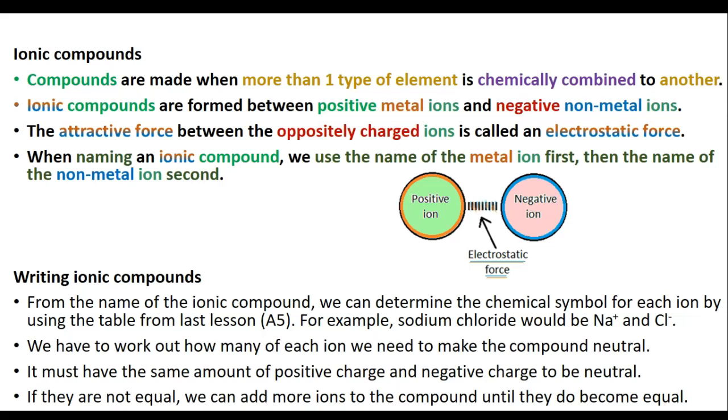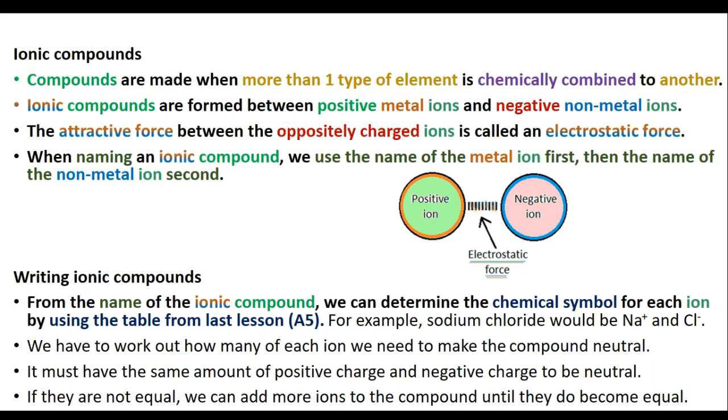Now, in terms of writing ionic compounds, from the name of the ionic compound, we can determine the chemical symbol for each ion using the table from last lesson. So have a look in your booklet, go back to last lesson, have a look at the table, and you can see that we have the names for the ions, so the metal ions and the negative non-metal ions. So we can determine the chemical symbol based on the metal and the non-metal in terms of the periodic table.